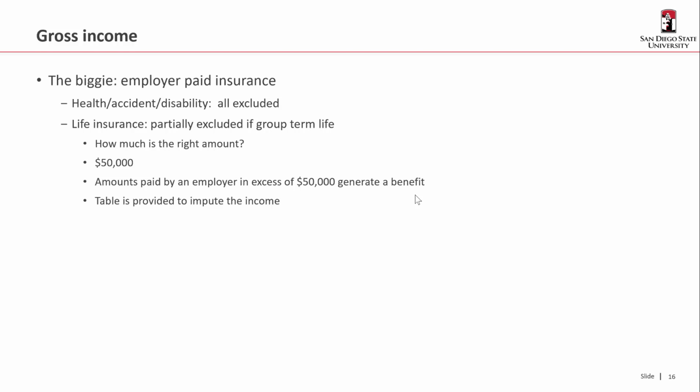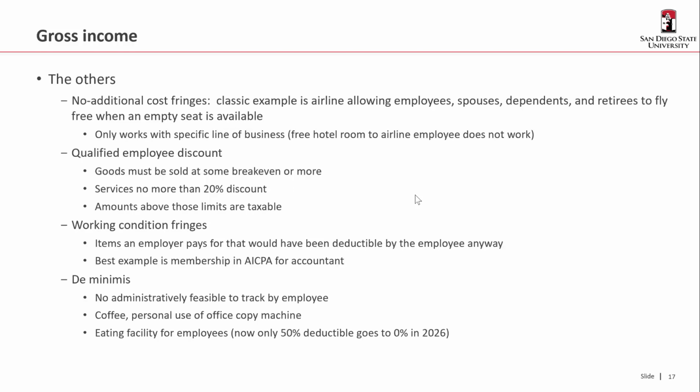Anything more than that, and it's starting to think, well, wait, this is not just to stick you in the ground or burn you up when you die. This is maybe a little bit more than that. And so anything in excess of 50,000 actually does generate a benefit, and you would include that in gross income, the benefit associated with the amount over 50,000. And they provide a table that you use to calculate, for every 1,000 you have of insurance over 50, how much you have to include in your employee's income.